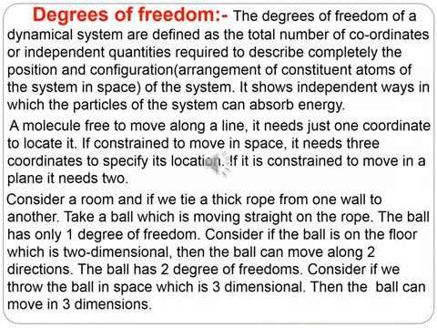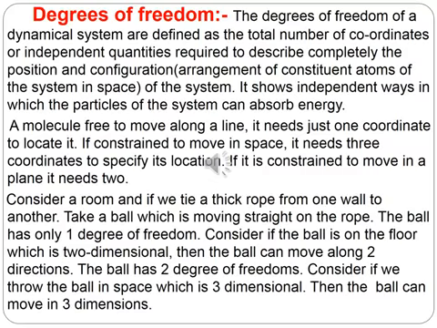The first topic is degrees of freedom. What do you mean by degrees of freedom? The degrees of freedom of a dynamical system are defined as the total number of coordinates or independent quantities required to describe completely the position and configuration of the system. Configuration means arrangement of constituent atoms of the system in the space. Degree of freedom shows independent ways in which the particles of the system can absorb energy.